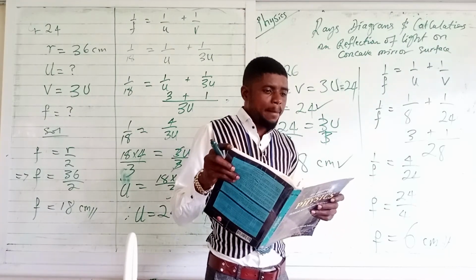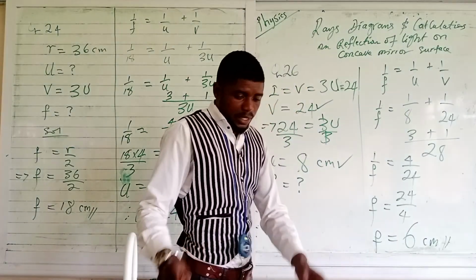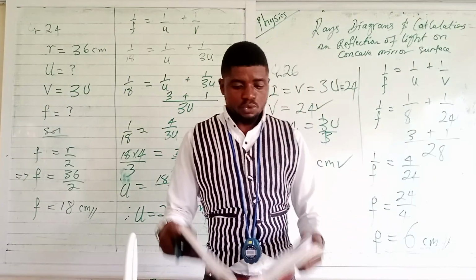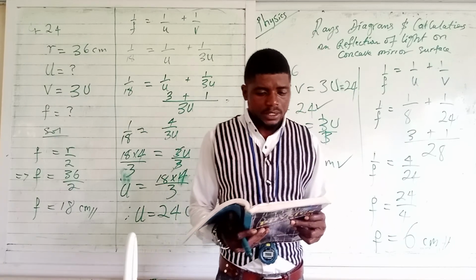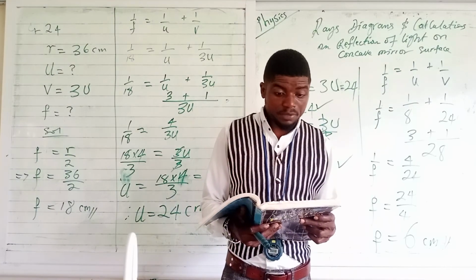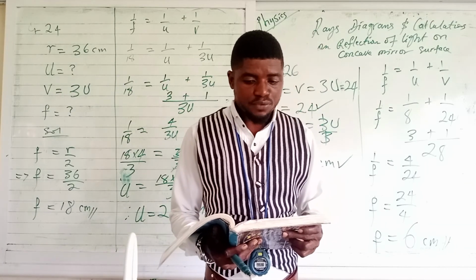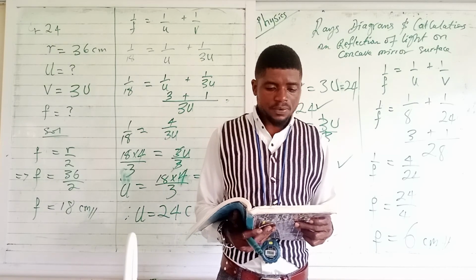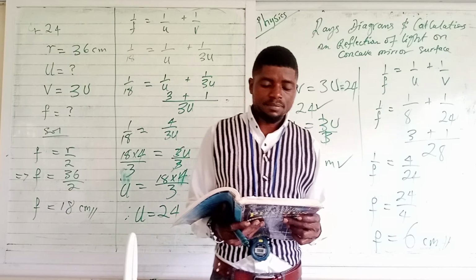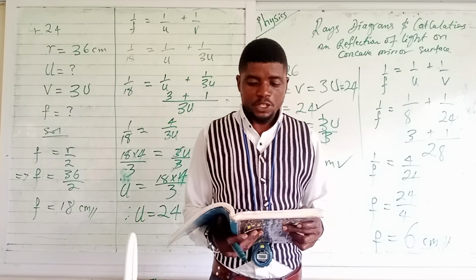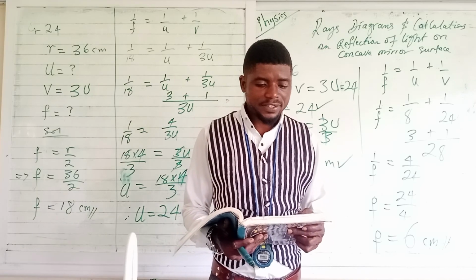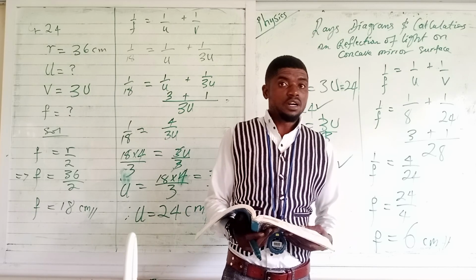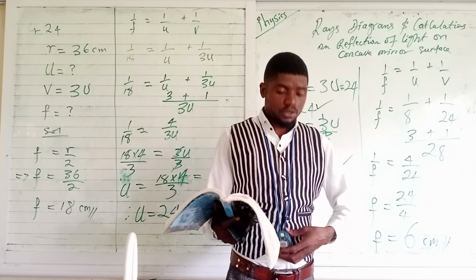So I read this one. The magnification, question 29, I read. The magnification of the image of an object placed in front of a convex mirror is 1 over 3. If the radius of curvature of the mirror is 24 cm, what is the distance between the object and its image? Solve this question and drop your answer in the comment box.